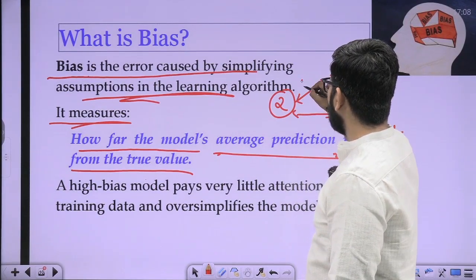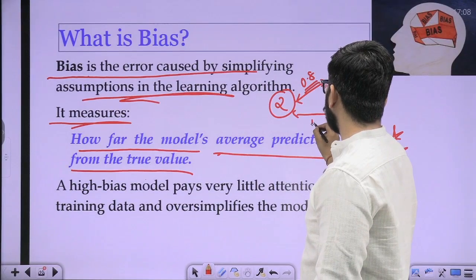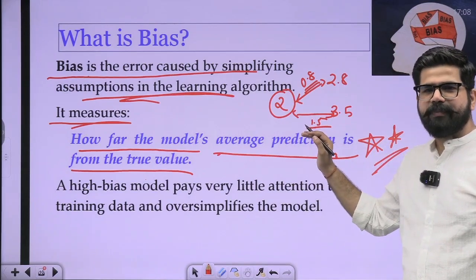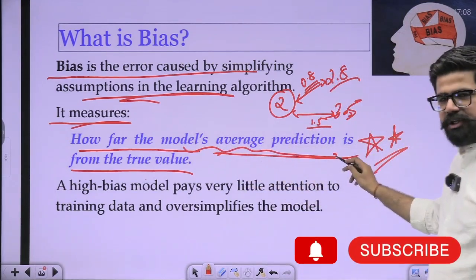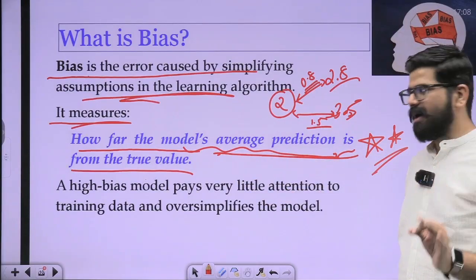So how much variation will be there? A 0.8 variation in the first case. Here you will find approximately 1.5 variation. So this is basically the bias: how far the model's average prediction is from the true value. That is known as bias.